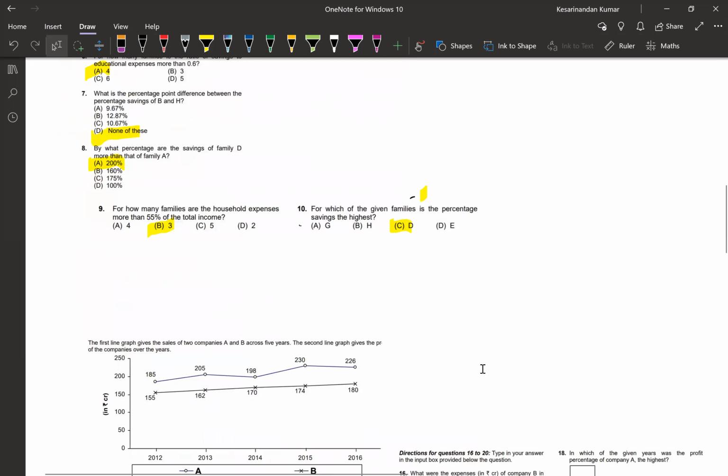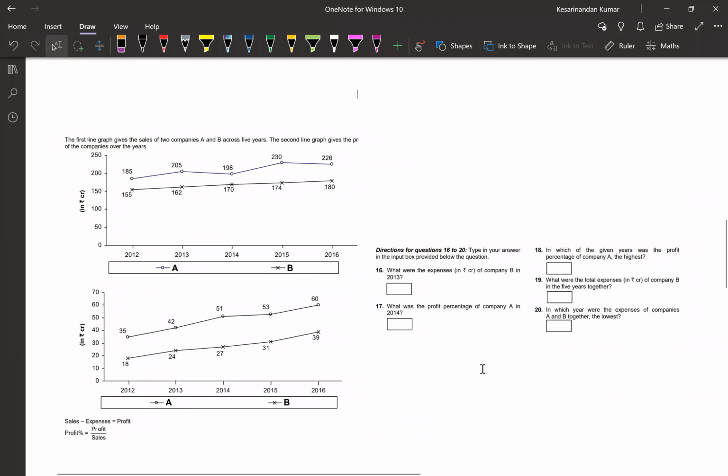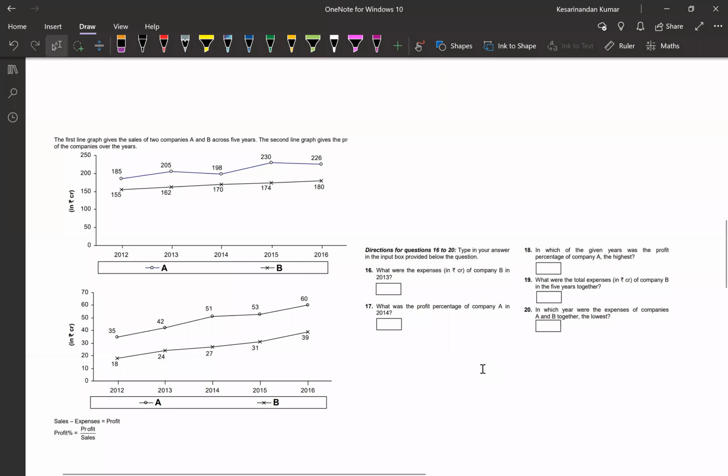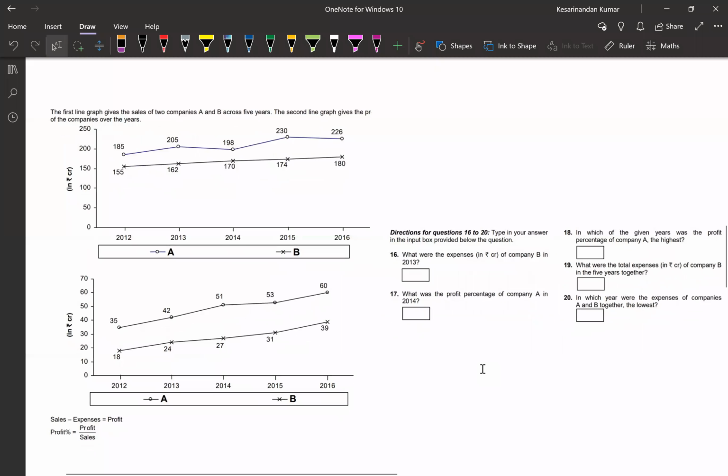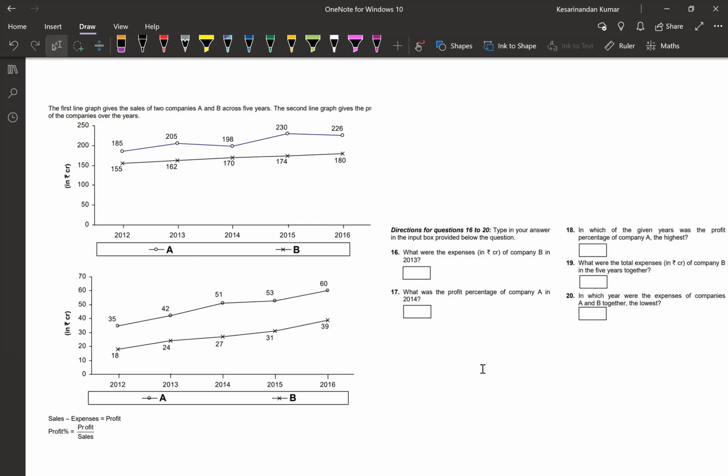So this is your next set. Let me enlarge it. Like I had mentioned, now you have a combination of two different things. The first line graph gives you sales and the second gives you profits over the years. First gives you sales, second gives you profits. And the formula is below. Sales minus expenses is your profit.